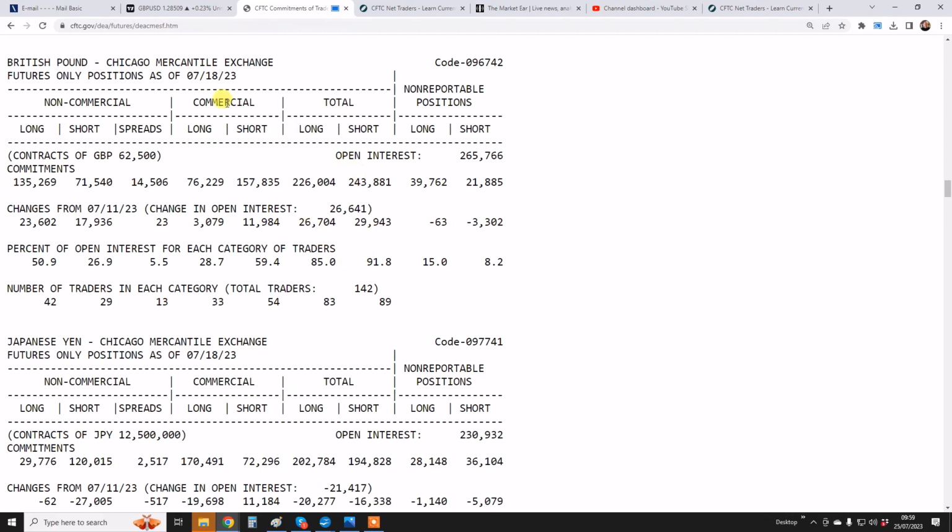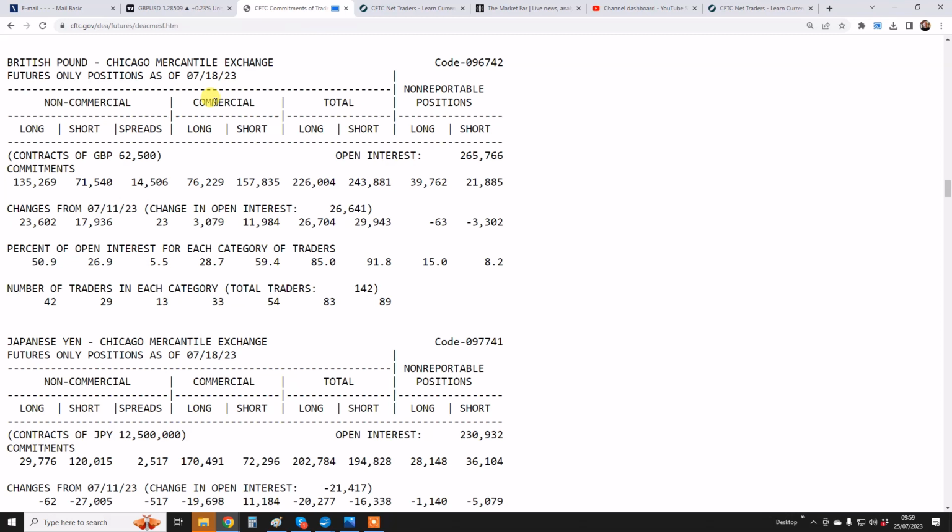Now, in terms of two groups we're interested in, their movements, non-commercials. These are large speculators, big hedge funds, etc. We know they are because they have a reportable position to the exchange. That's why they're in this category. And you can see their longs here, 135,269 against 71,540. So they heavily favour the long side of the British pound.